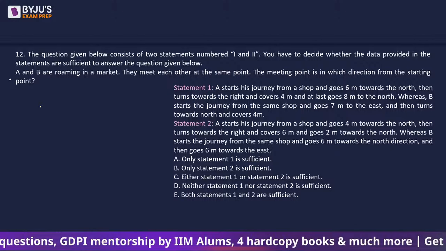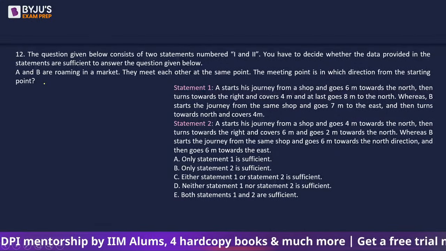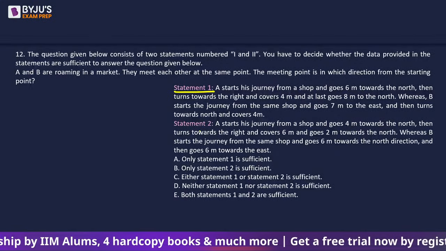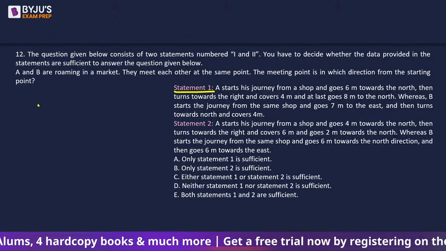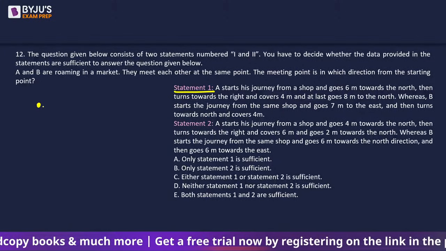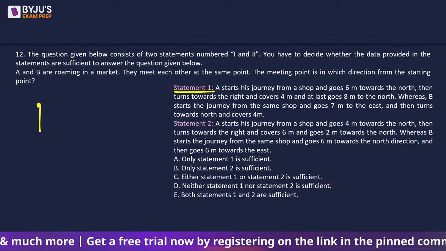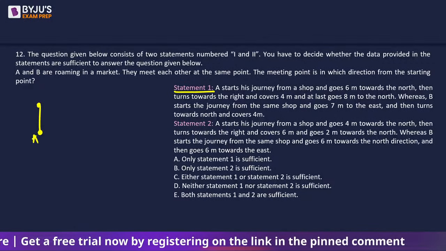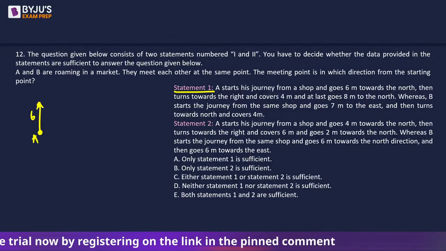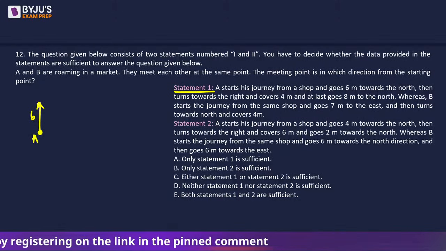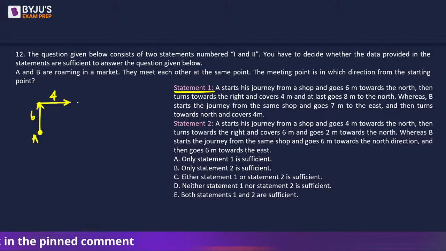A starts his journey from a shop. This is A. Goes 6 meters towards the north. So this is where A started, goes 6 meters towards the north. And then turns towards the right and covers 4 meters. And at last goes 8 meters towards the north.